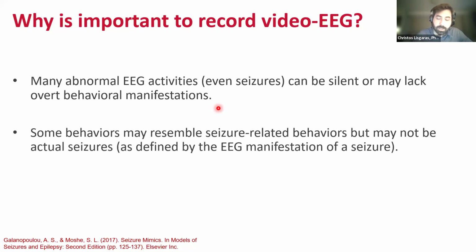Another reason is that some behaviors may resemble seizure-related behaviors, but may not be actual seizures as defined by the EEG manifestation, the EEG evidence that there is a seizure going on. For more information about that, I'm going to direct you to the reference that I have below. You can get more information. And also by the end of my talk, I'm going to give you some resources, some books that you can read more about that.